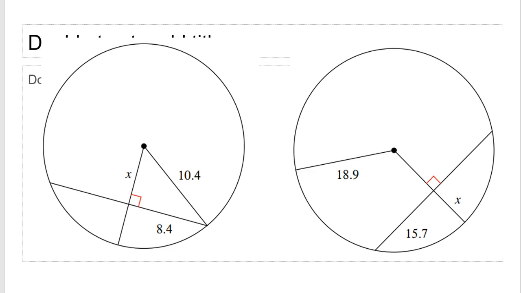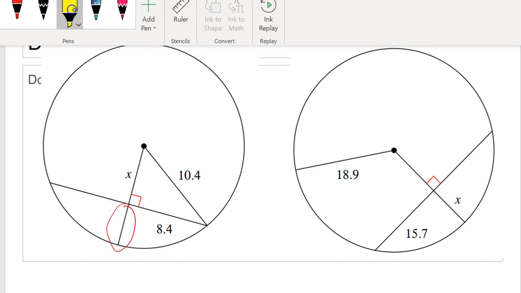Alright, now these problems are slightly different, especially this left one. Now you can see we do not know this side length right here. That's going to be hard because in the last problems we did know that. But I do know the radius is 10.4. But look right here. This is the big thing to notice about this problem, especially some of these problems that we're going to talk about, is right here.